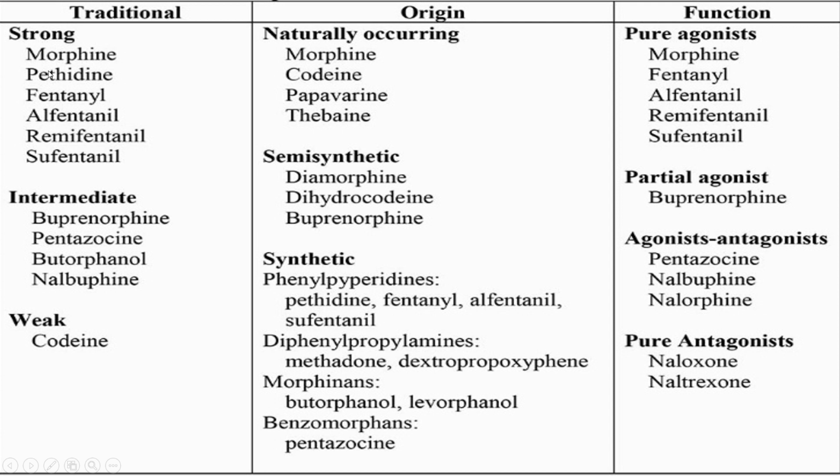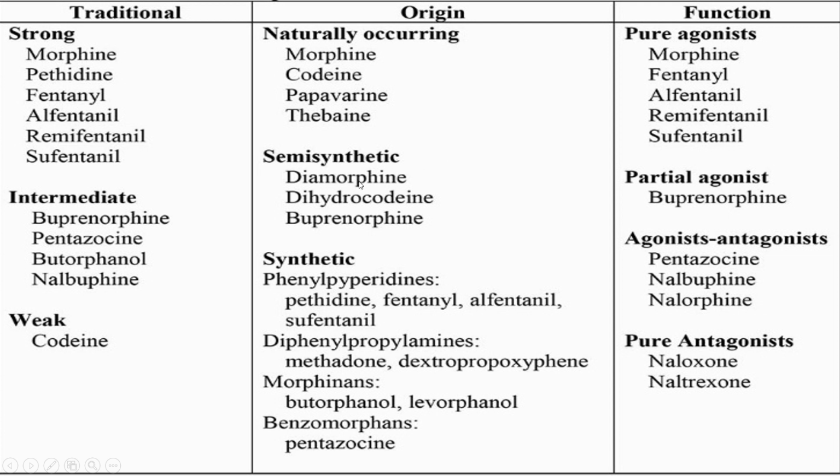If we talk about the strong drugs, these are morphine, pethidine, fentanyl, alfentanil, remifentanil and sufentanil. And among the intermediate ones, there is buprenorphine, which you have probably heard of, used in the treatment of heroin addiction also. The weak opioid is codeine, also used as a cough suppressant, but right now it is banned due to its misuse. These are the naturally occurring opioids you can see on the screen.